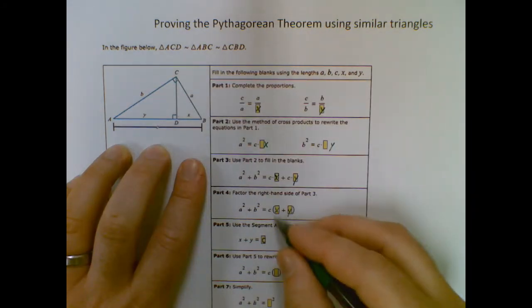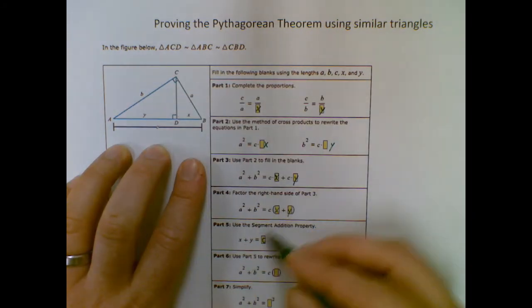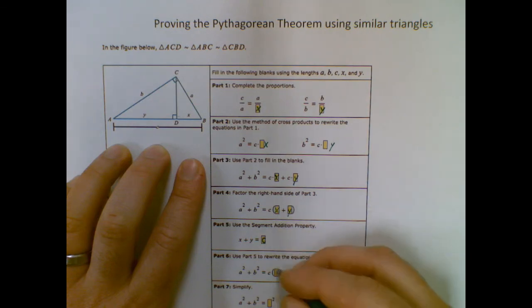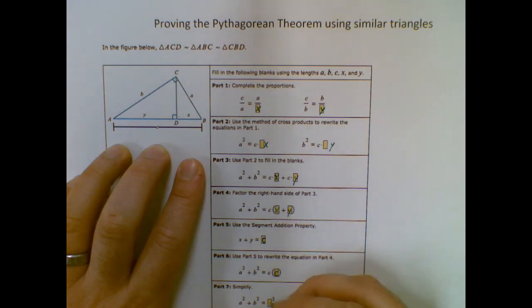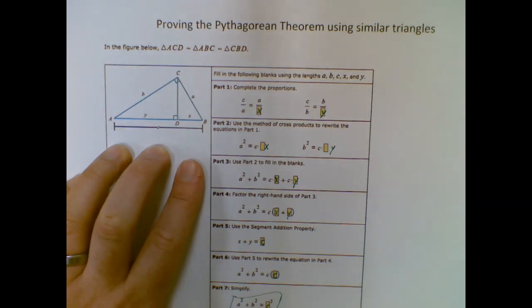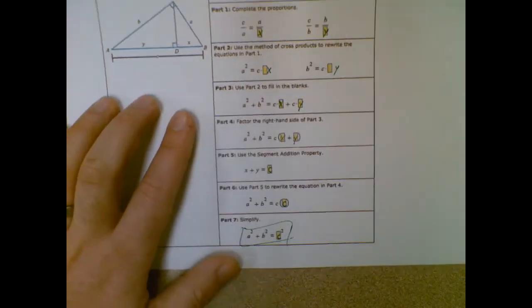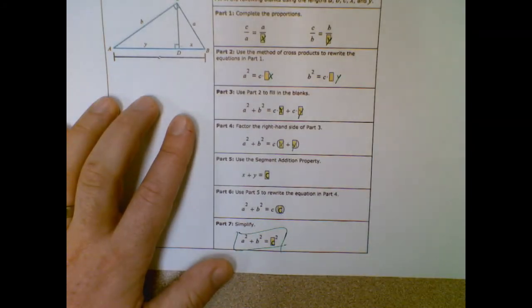So if I plug that in, or do a substitution, if you will, take that x plus y out, I can plug in my new one. So that's c times c, which is c squared. And that is your Pythagorean theorem. That's how we prove it algebraically, running all the way through, just using a bunch of similar triangles.